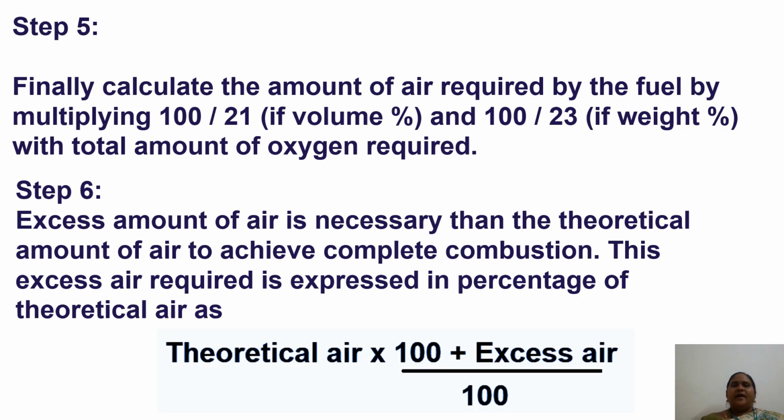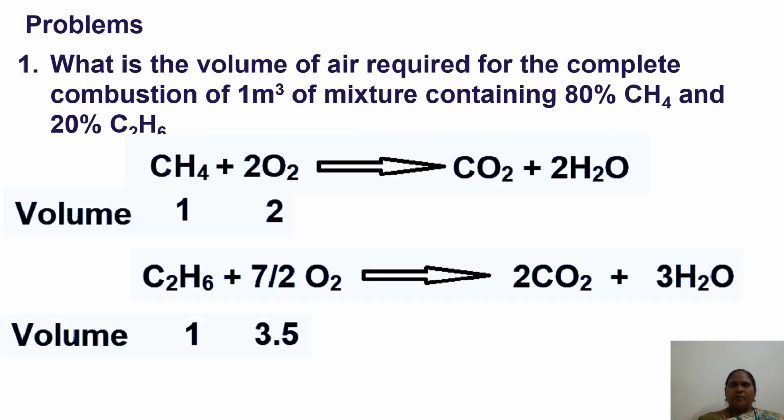Step 5. Finally, calculate the amount of air required by the fuel by multiplying the total amount of oxygen required by 100 by 21 if volume percent is given, and 100 by 23 if weight percent is given. Step 6. An excess amount of air is necessary over the theoretical amount to achieve complete combustion. This excess air required is expressed as a percentage of theoretical air as theoretical air into 100 plus excess air divided by 100. We'll look into the problems now.